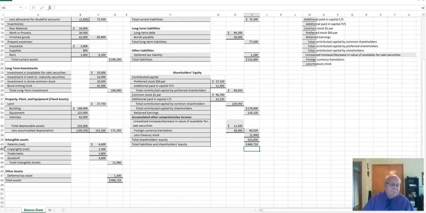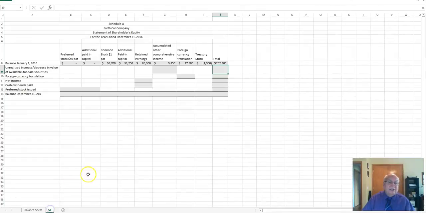Now, we'll go to this section. I can get this one on here. This is a real simple one. This is the statement of shareholders' equity or stockholders' equity. And what you do is you go through and you put the changes in, okay, for what happened during the year. So this is for the year ended December 31st. Our beginning balances, of course, would have to be given to us. And then you list what changed.